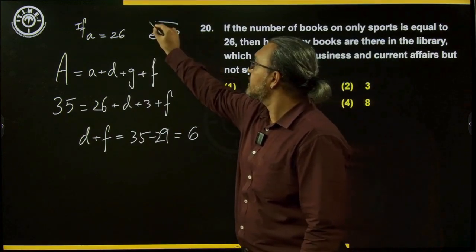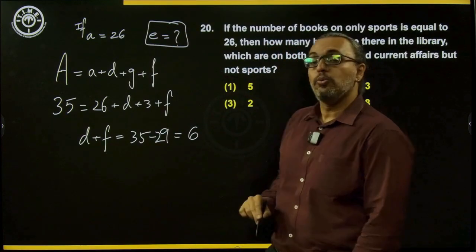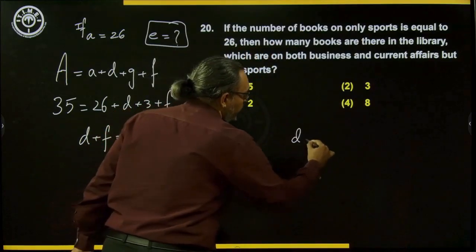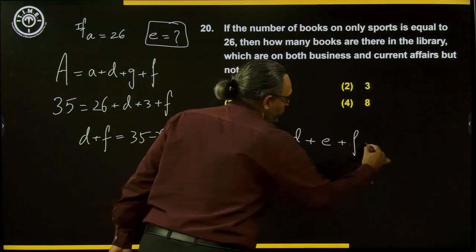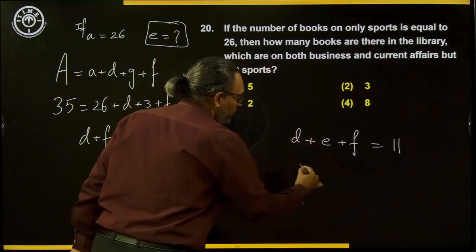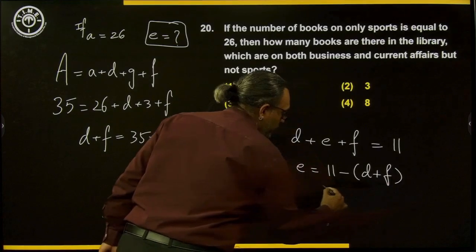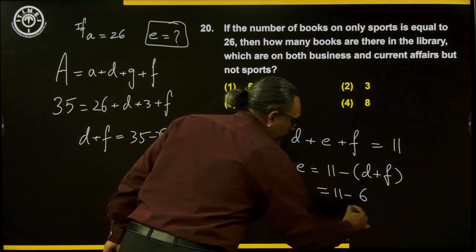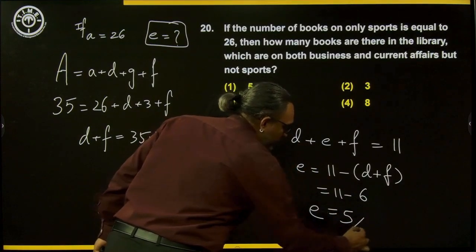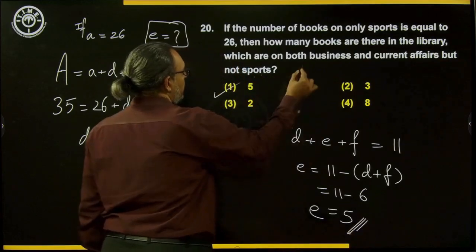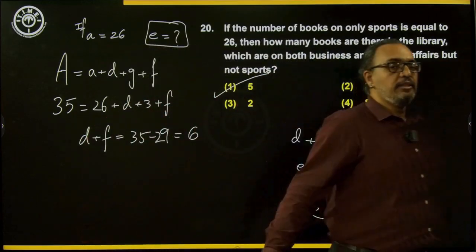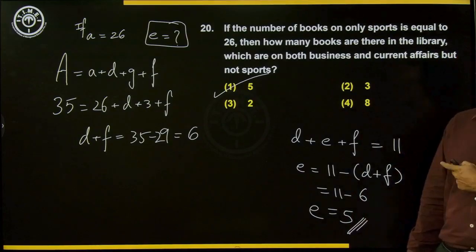But what is he asking? He is asking E. But we know, what we know? We know that D plus E plus F total value is 11. So from there, what do I get? E value 11 minus of D plus F. So which is 11 minus of 6. That gives you 5. So E value basically we can have is 5. That is available in the first option. And that is how you get your answer.